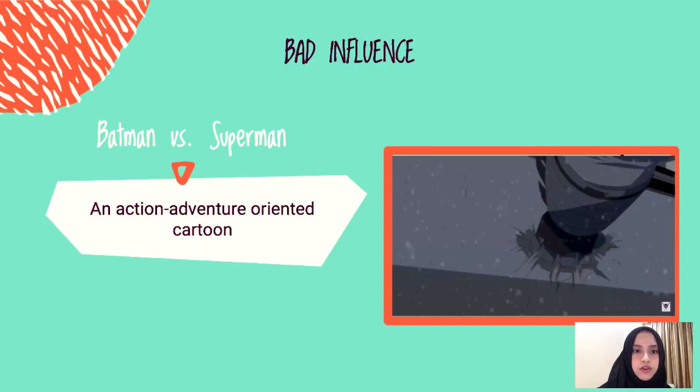Okay, so for example, there is an action adventure oriented cartoon, like Batman versus Superman. You can see them throwing vehicles, and in this type of action adventure cartoon, they may have a lot of violence, such as using swords or using pistols.